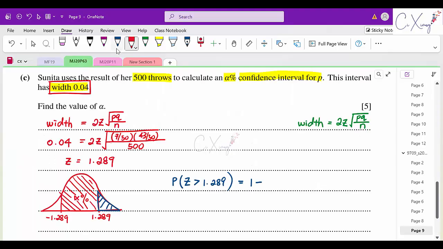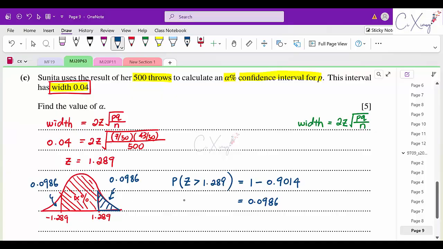So we go back here, you should be getting 0.9014. Then you are getting 0.0986. So this blue color area, you are having 0.0986. What happened to this part? They are symmetrical, right? Therefore, this is also 0.0986.